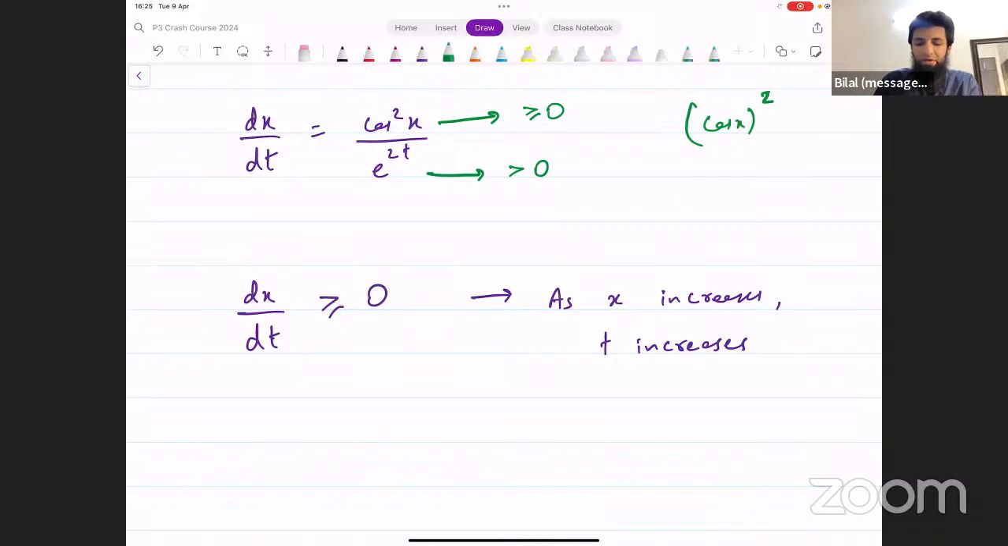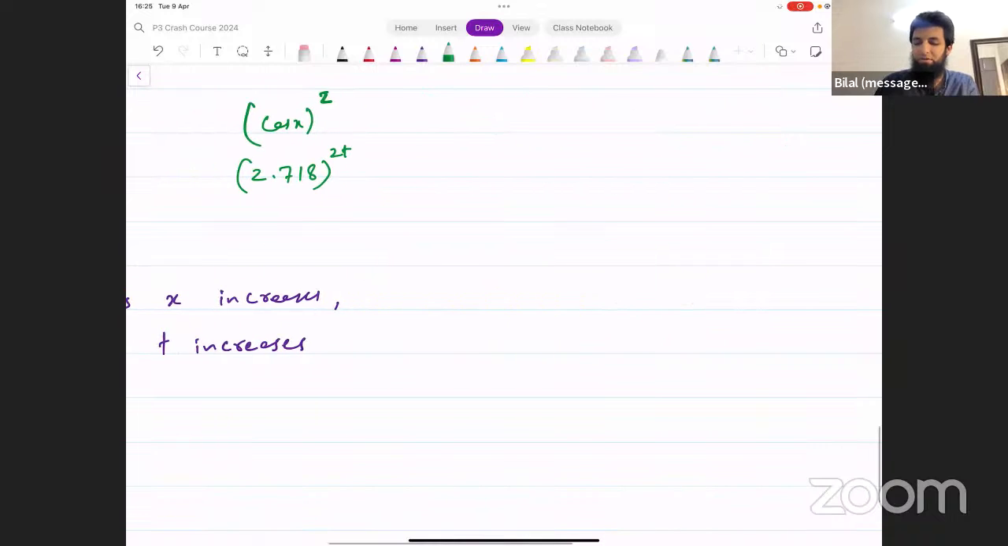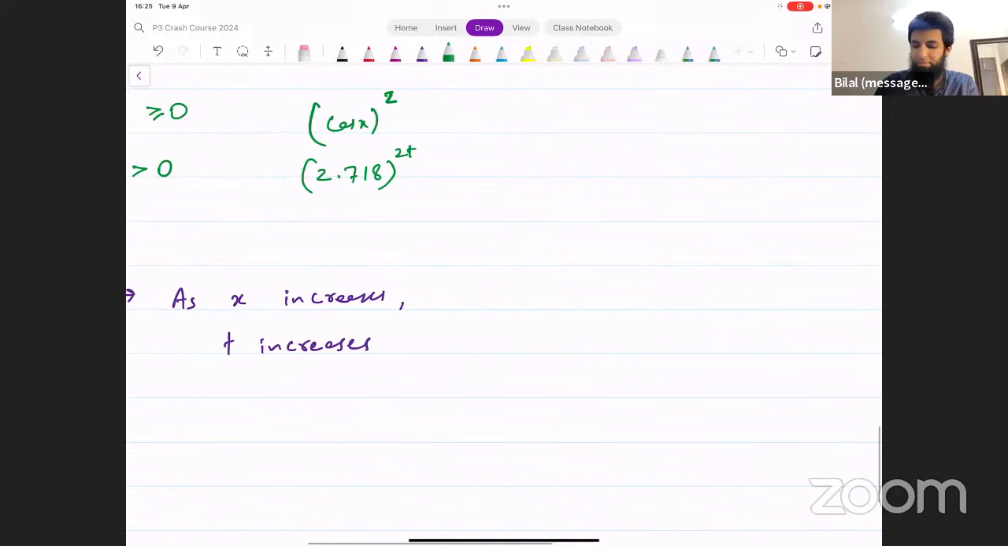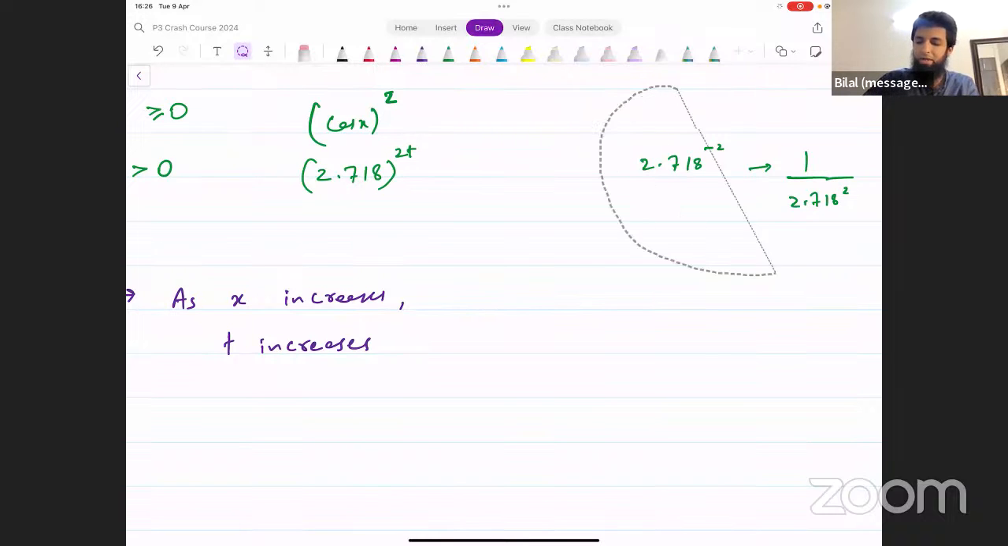In the denominator, we have e raised to power 2t. E is a positive number. E is basically 2.718 and so on. It's an irrational number, 2.718 raised to power something. Now, a positive number raised to power anything can never be negative. It cannot even be 0, right? Even if you have a negative power. So if you had, for instance, 2.718 raised to power minus 2, it would just be 1 over 2.718 raised to power 2. And that's still a positive number. So that's why the denominator is also always positive.